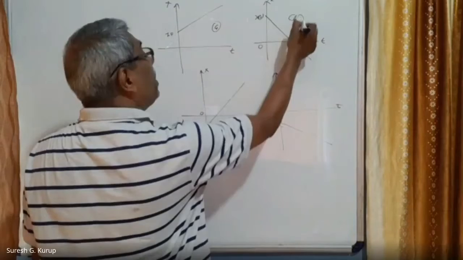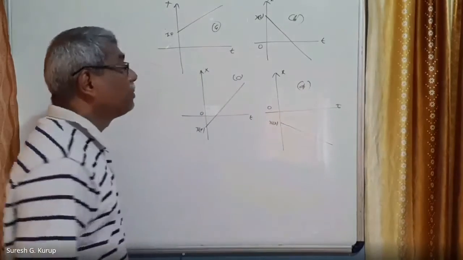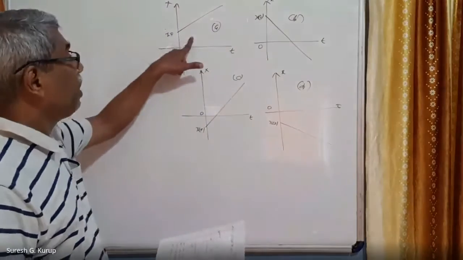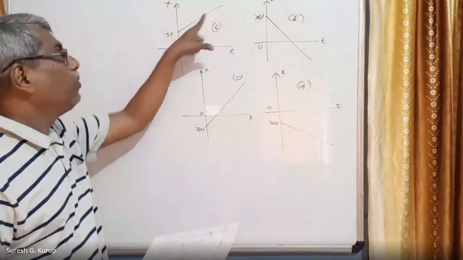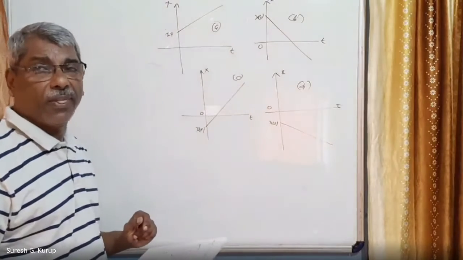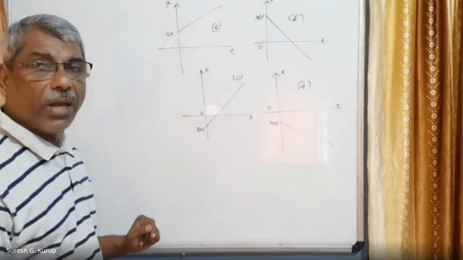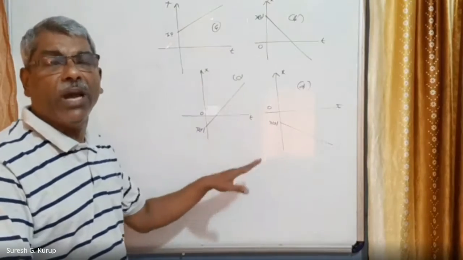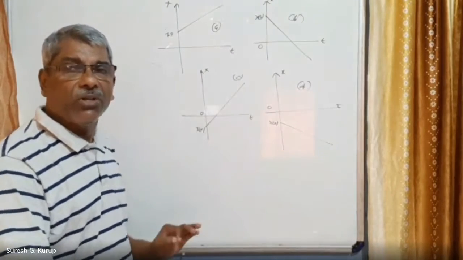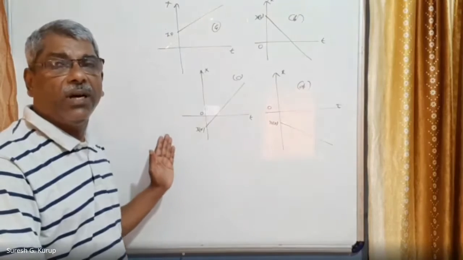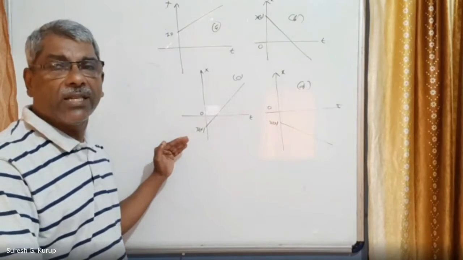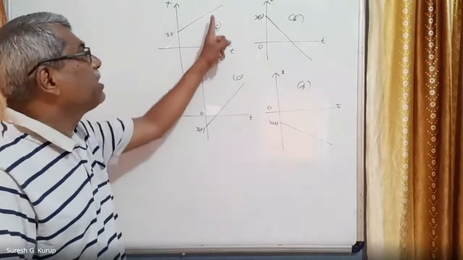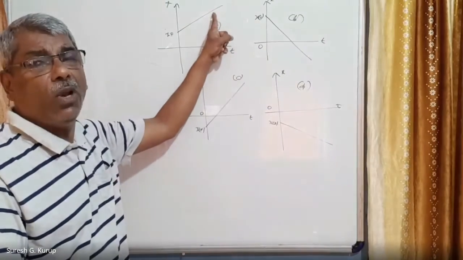This is C, and this is D. That you have to explain. So in this case, the first graph, x0 is positive and velocity is also positive, right? That means the body is moving in a straight line away from the origin. At the initial time t equal to 0, the body was on the x-axis in the positive side and it is moving in the same direction. That means it is moving with the positive velocity.